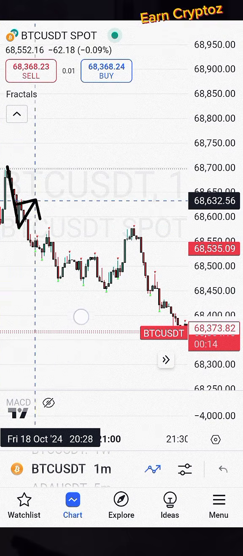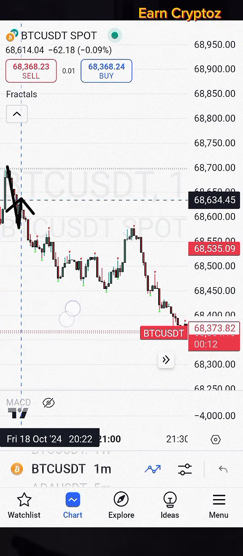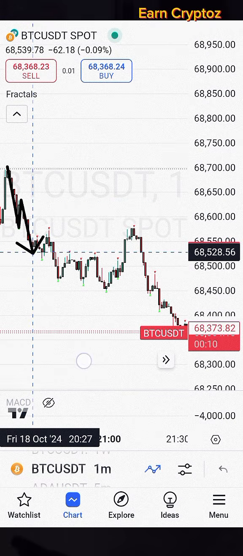So you can see the impulse. So we'll mark the valid pullbacks.